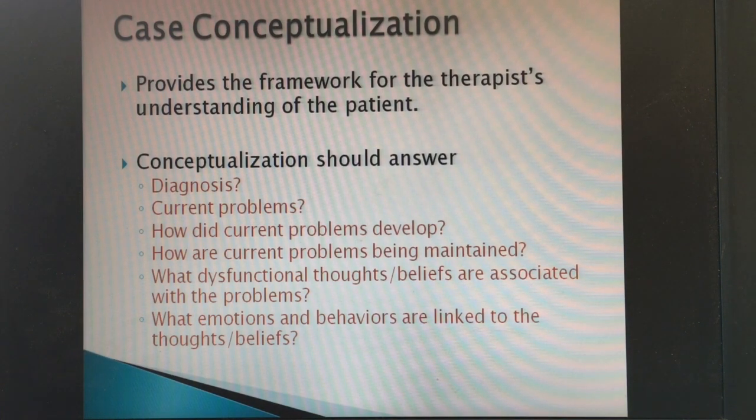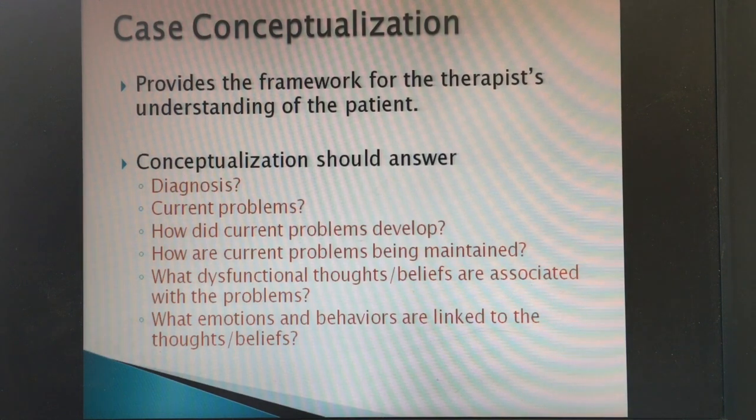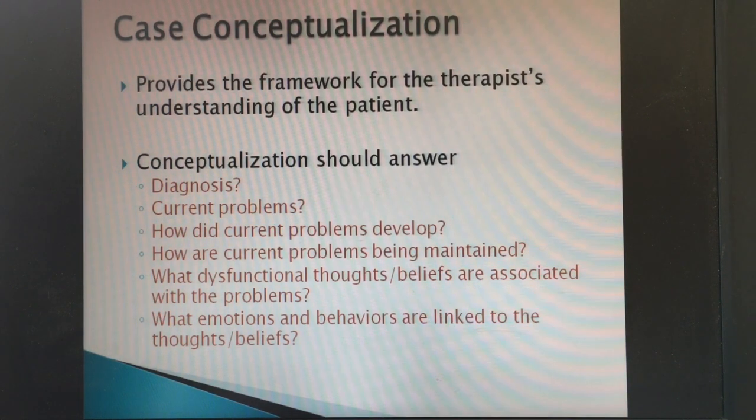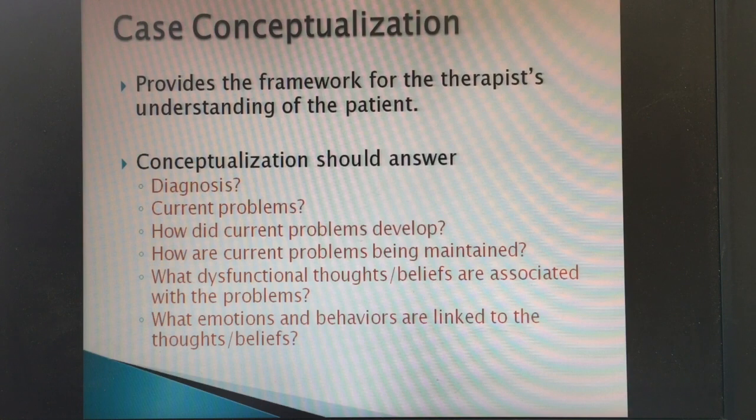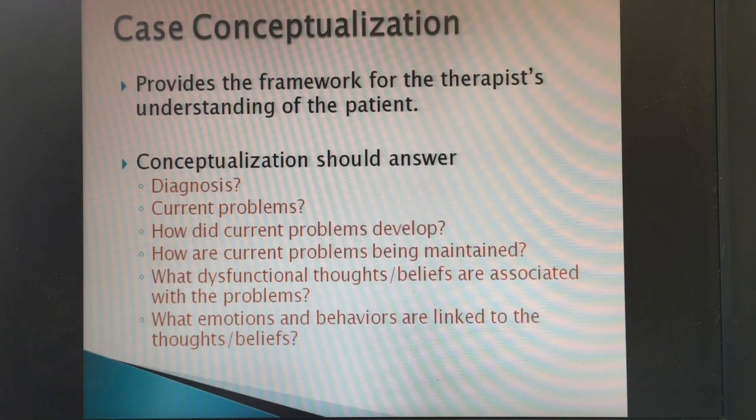And you want to find out, how did the current problems develop? When did this begin? Is it a phase that the person's going through? Is it a certain state that they're in? Or are they long-term problems that stem from personality traits that have been there for a long time? You want to understand that a little bit better.